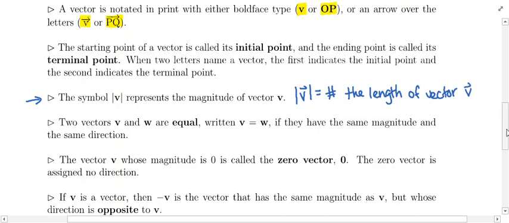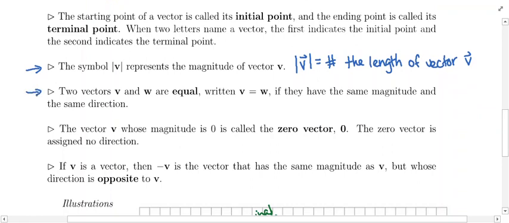As far as equal vectors, you can have 2 vectors v and w be equal to each other. That's just written as vector v is equal to vector w. All that means is that they have the same magnitude and the same direction. So equal vectors have the same magnitude and the same direction. One thing you should notice from this definition, they need not coincide. You don't have to be talking about the same exact vector.